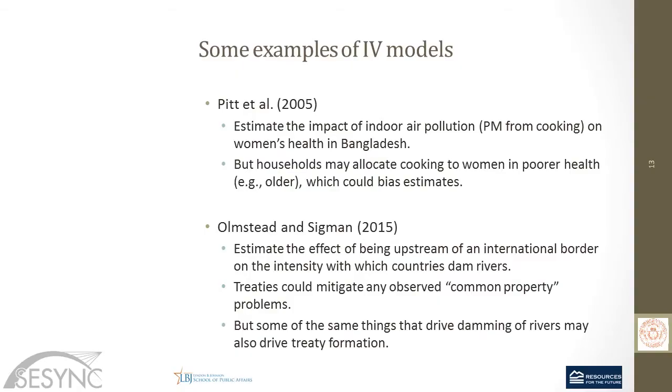And I'll give you two examples where hopefully that will be a little more clear. The first one is a paper by Pitt and colleagues in 2005. This is still a working paper, so it's not a published paper, but you can find it easily online. These guys are trying to estimate the impact of indoor air pollution, particulate matter, and that's their particular interest, from indoor cooking on women's health in Bangladesh.